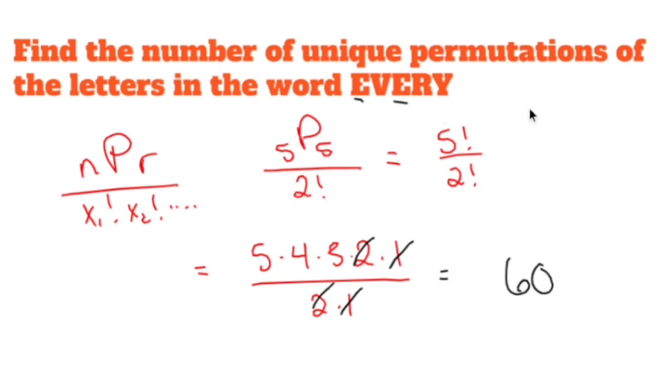And again, since 2 E's repeat, I'm not going to write EEVRY and then switch these E's to make EEVRY again. No, in this case, these guys are the same, so we're not going to repeat ourselves. And that's why I divide everything by 2 factorial, so I can get rid of all those repeats. That's it.